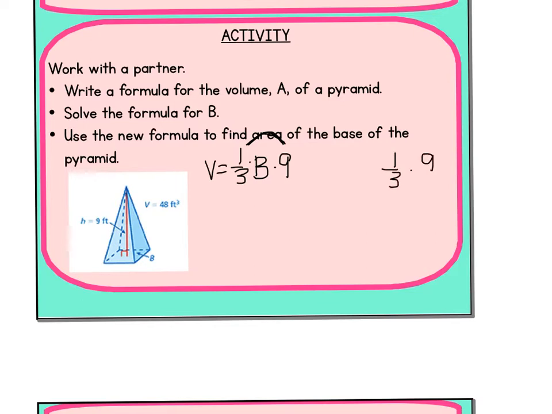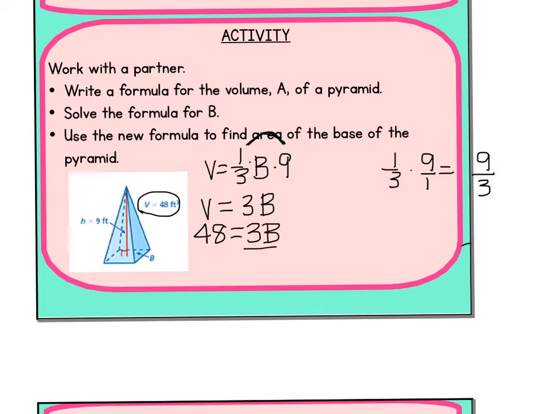We remember that if we want to multiply by a fraction, we have to make the second one a fraction. Top times top would give us 9. Bottom times bottom would give us 3, and 9 over 3 is the same as 3. So we get V equals 3 times B. And in this case, I can also plug in the given information that V equals 48. So then when I divide both sides by 3, b equals 16, and it's got to be feet squared because it's the area of that whole base.